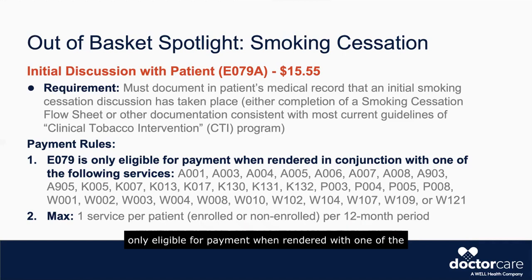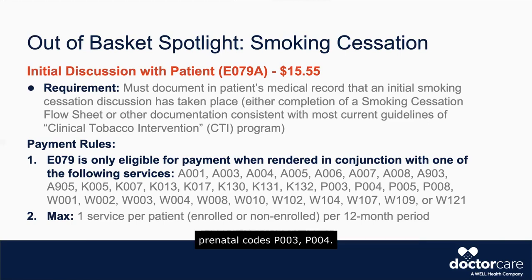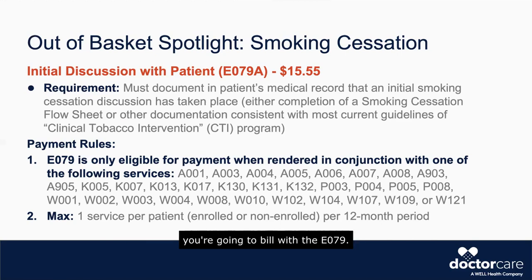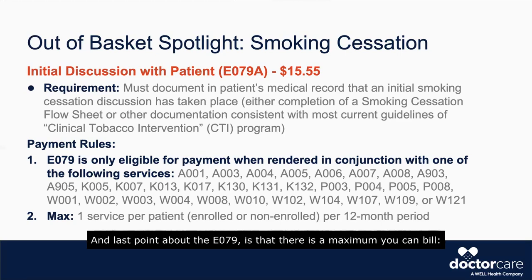The thing that you have to understand for the payment rule side of things is that the E079 is only eligible for payment when rendered with one of the specific set of services that we've set here. It has to be billed with an A007, for instance, or an A003, or even the prenatal codes, P003, P004. If it is not billed with one of these codes, it actually gets rejected. And so that is why it is important to know the code that you're going to bill with the E079. And last point about the E079 is that there is a maximum that you can bill.